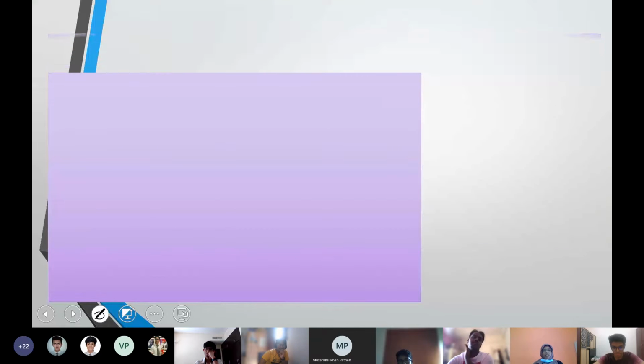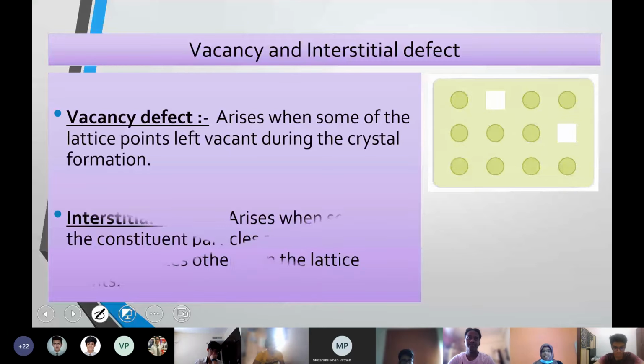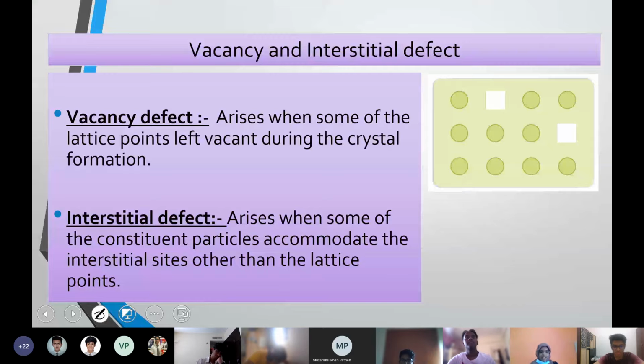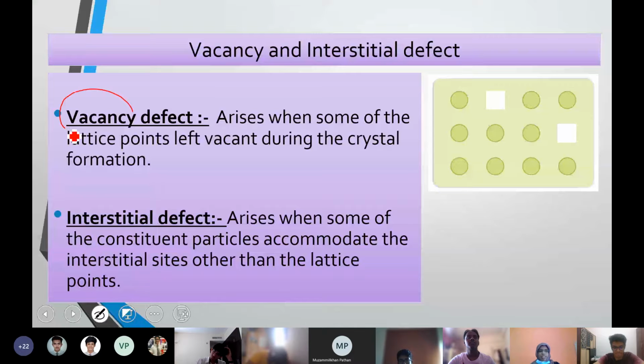Second type of point defect is stoichiometric defect, which is further classified as vacancy defect and interstitial defect. Again, as I said earlier, from the word itself, you will get an idea on the explanation. Vacancy defect means you can see that there are some vacant places created.